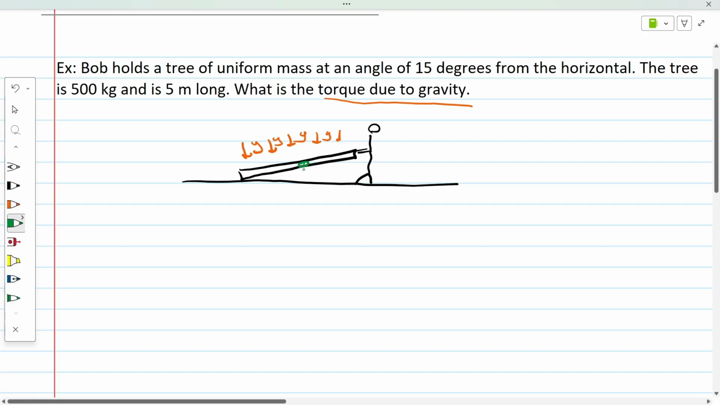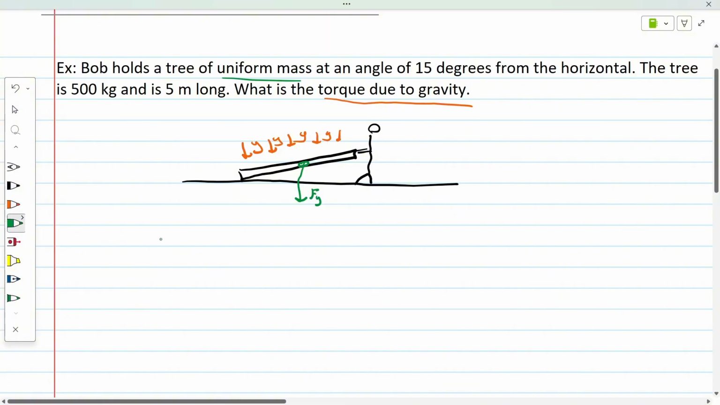If we wanted to find the net torque just due to gravity, we could integrate along this whole tree and find the average at every point. But it turns out we can actually just approximate it as the force being applied just at the center of mass, which, since it's a uniform mass tree, we can assume is right in the center of the tree. So this is the force due to gravity, and that's the force we want to look at.